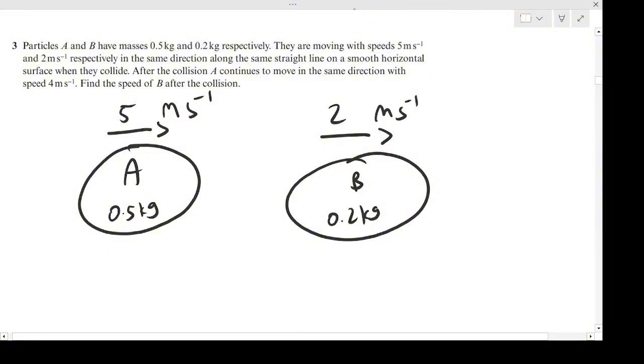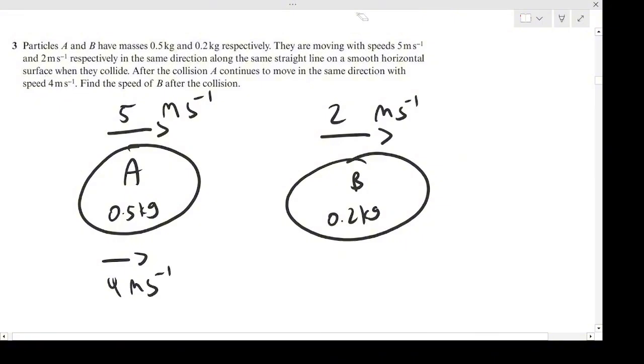Then I'm told that after the collision, A continues to move in the same direction. So if A originally is moving forward, it's going to continue to move forward, right? Because it's going in the same direction. So hopefully that made sense. And the speed is 4.